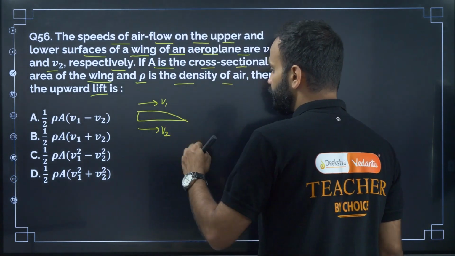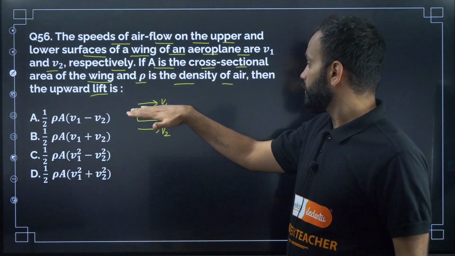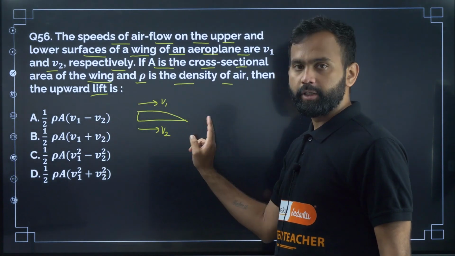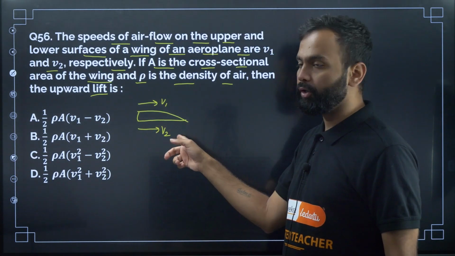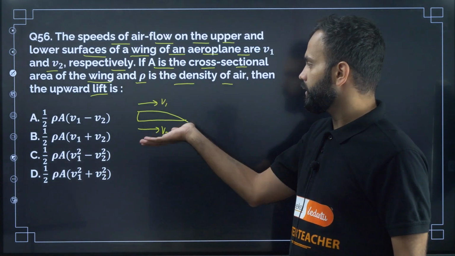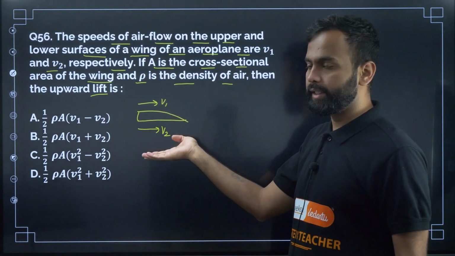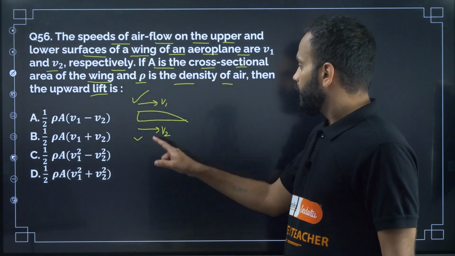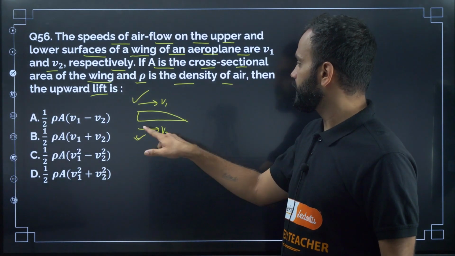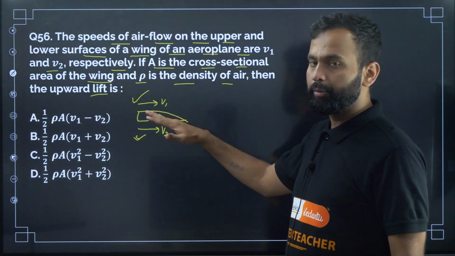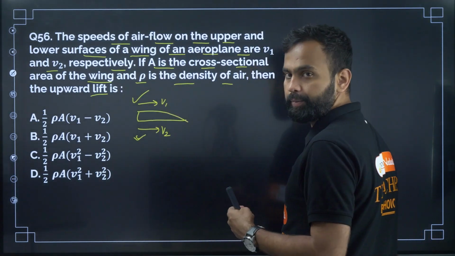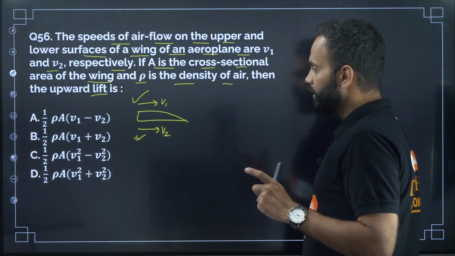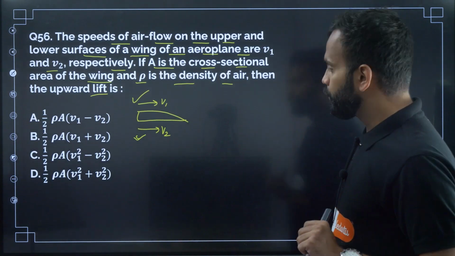So here, the air particle moving on the upper surface of the aeroplane wing is faster compared to the lower surface, right? Because of that, there will be a pressure difference. On the lower surface, the pressure is greater compared to the upper surface. Because of that, there will be an uplift. Now we need to find the uplift, that is force, right? So we know that pressure into area is force.